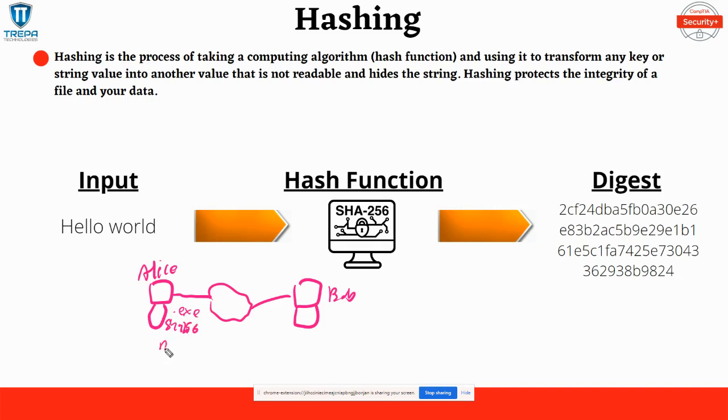You can attach that digest to your message. I'm going to package this in an email. Once Bob receives that email, he can run that same hash algorithm against your .exe. And if that digest comes out to be the same as the digest Alice sent you, then you know that that file hasn't been tampered with.